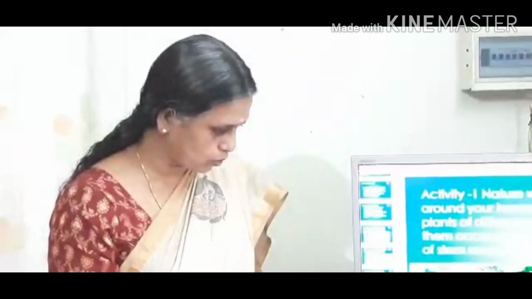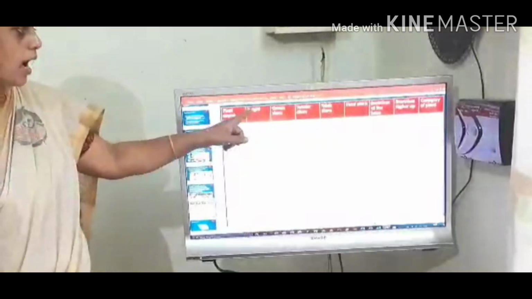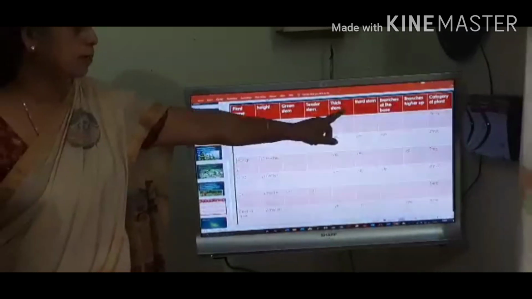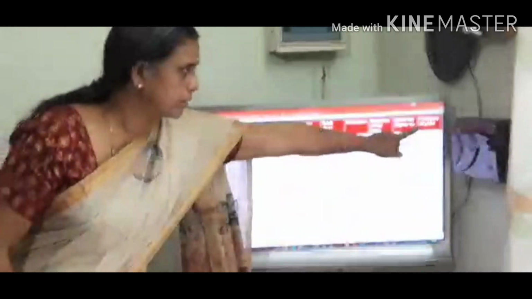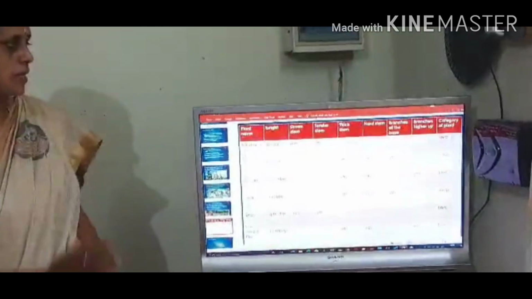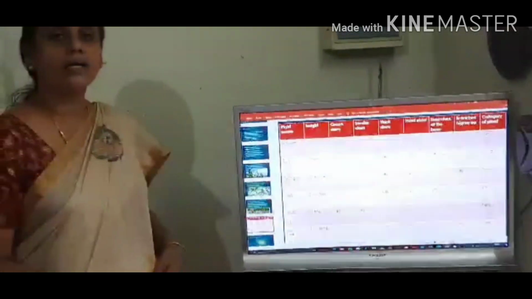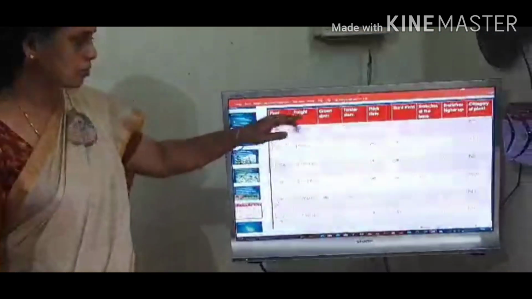Now I have to show you one activity that is coming in your textbook. We have to see the plant name, height, green stem, tender stem, thick stem, hard stem, branches at the base, branches higher up, and category of the plant. This is given in your textbook. This is based on our activity 1 and we have to fill it up in the textbook.